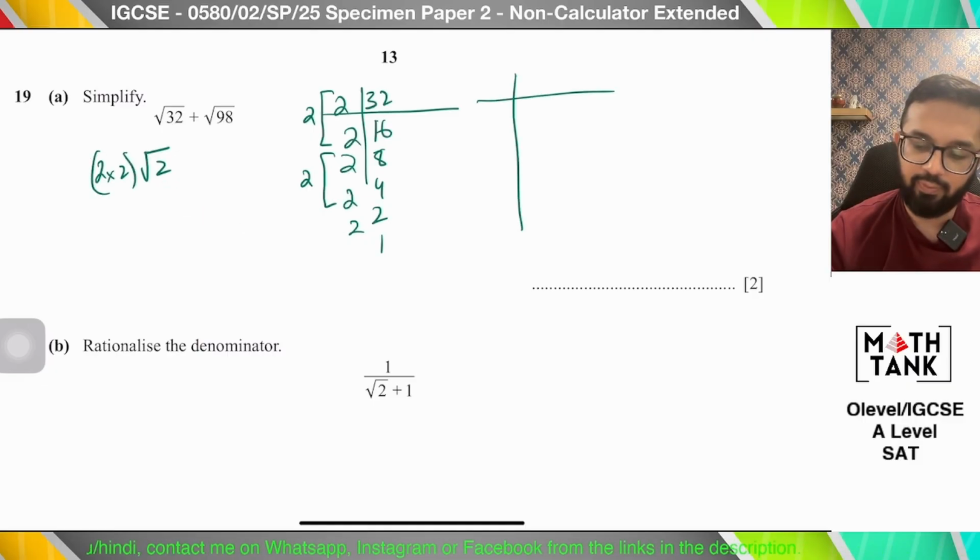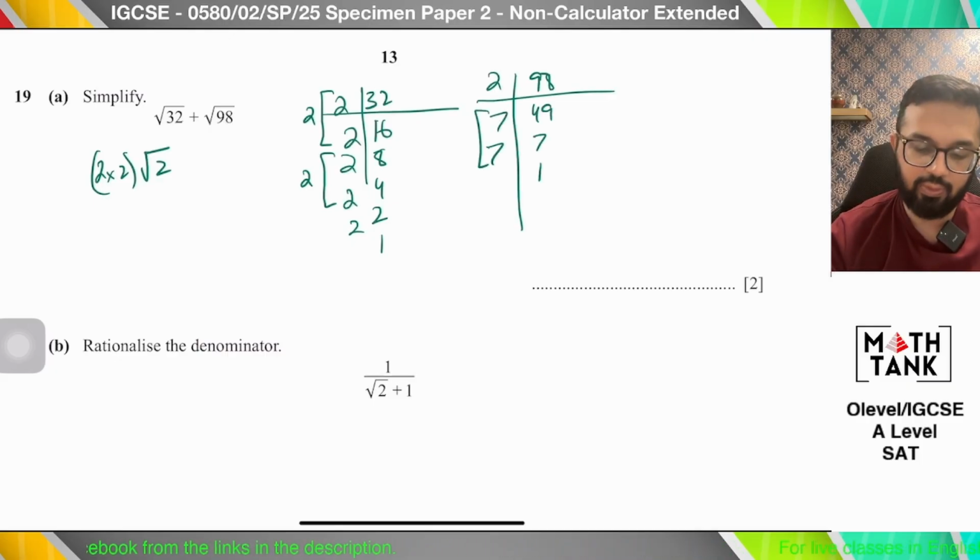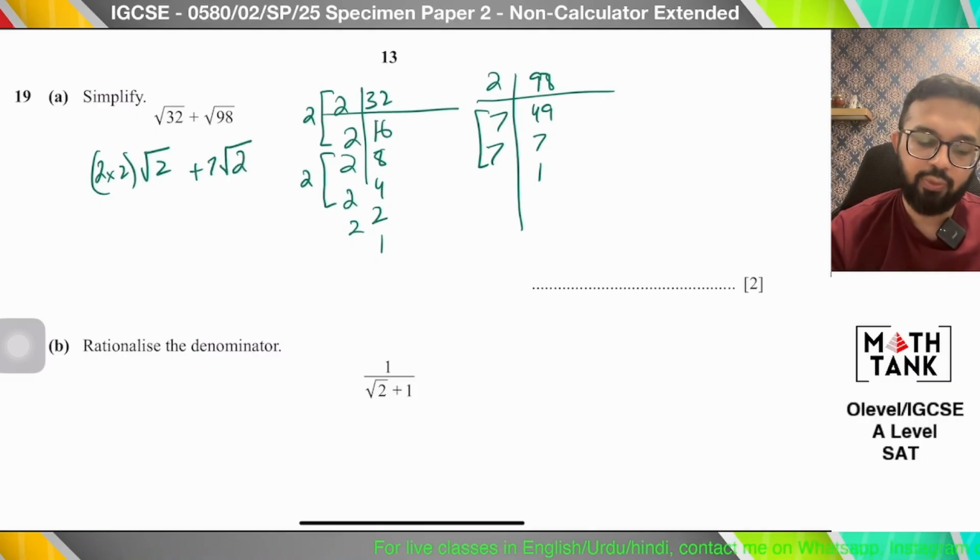Similarly, go on and simplify 98. 2 times 49, 7 times 7, 7 times 1. So these 7's come outside. One group of 7's. There were 2 groups of 2's earlier. So 4 root 2 plus 7 root 2. That gives me 11 root 2.